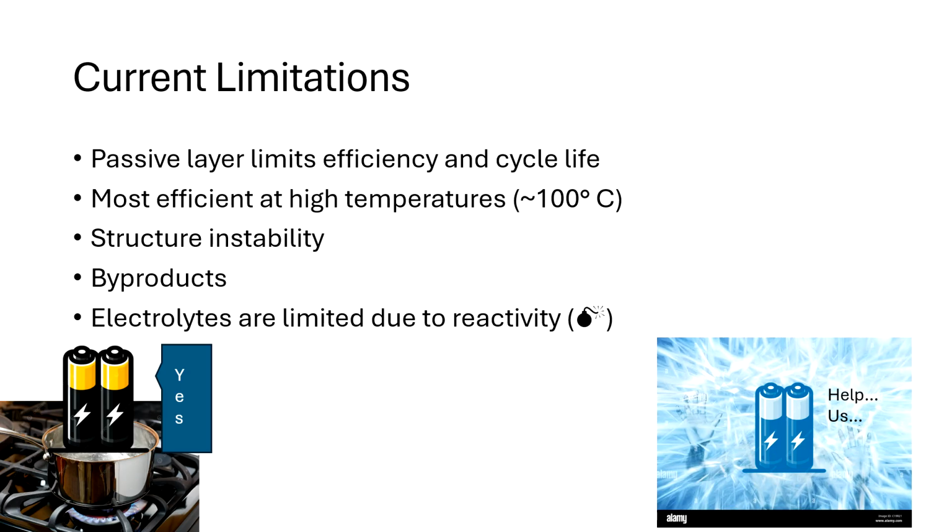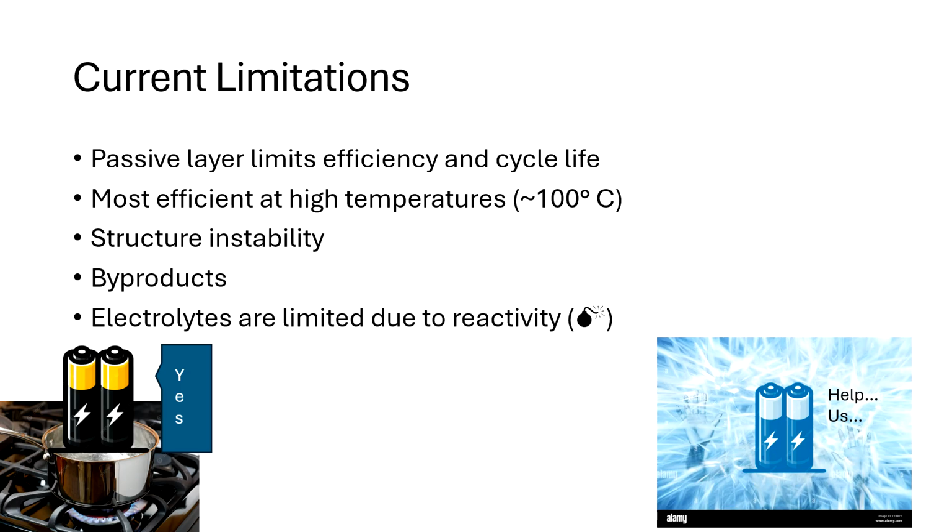This is the biggest hurdle when it comes to calcium ion batteries, because it severely limits their efficiency and their cycle life, which are the two things that lithium-ion batteries currently have over calcium-ion batteries. Once you fix that passive layer issue, then you get the chance to fully reap the rewards of a calcium-ion battery.